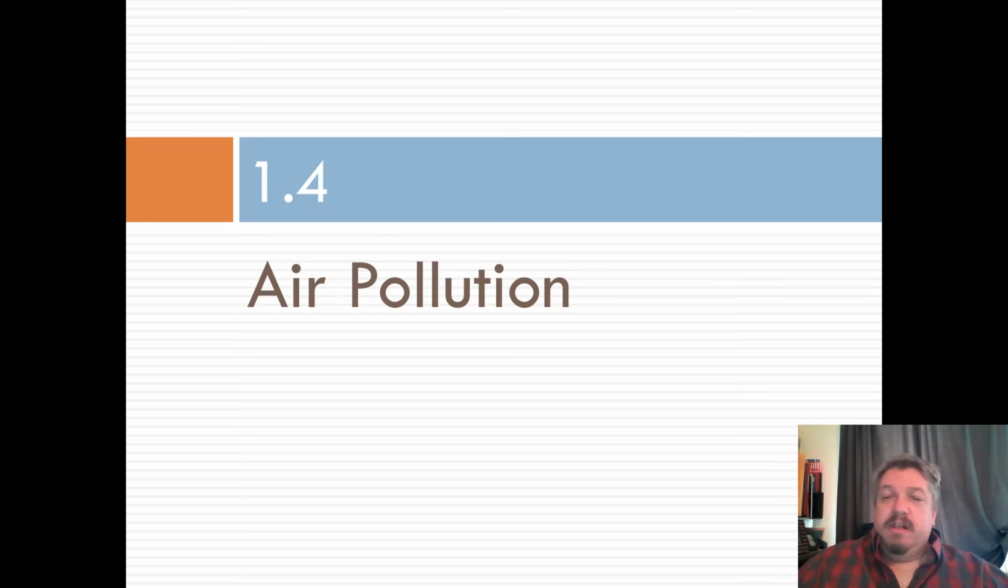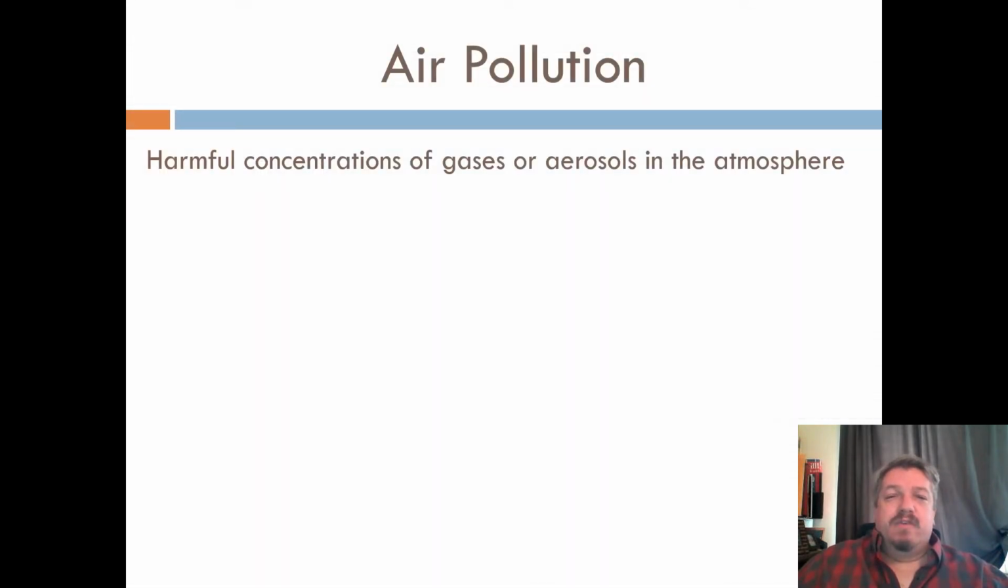And so another aspect of the atmosphere is pollution. Now, what is pollution? Harmful concentrations of gases or aerosols. So carbon dioxide, carbon, is in the atmosphere, right? Carbon by itself does not hurt you. If you get carbon blown on you, you're not going to melt. It's not poisonous. But if there's enough of it, it can cause a problem.